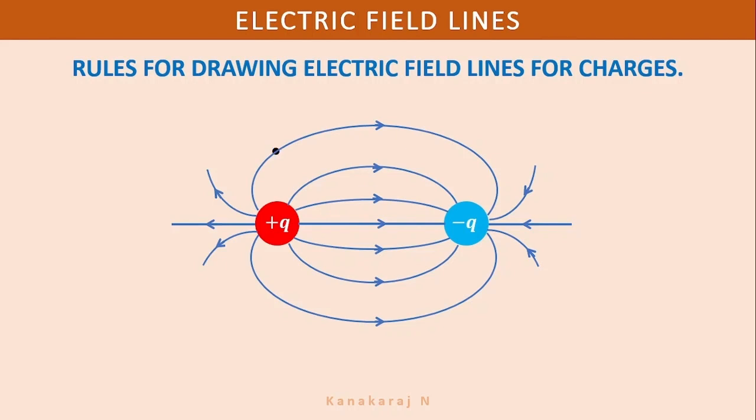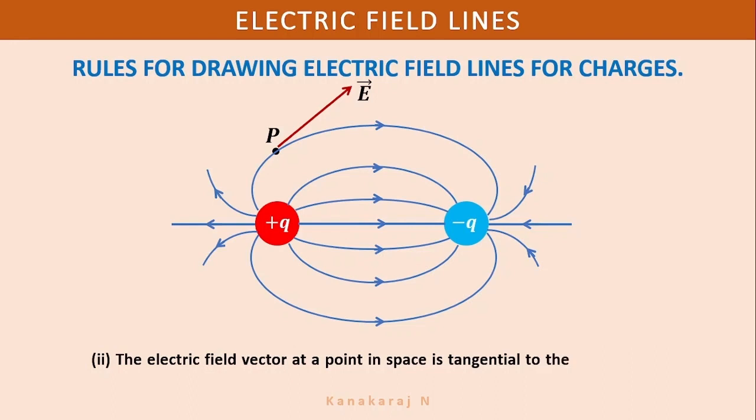Let us consider a point P on one of the electric field lines and draw a tangent to this point. This tangent gives the direction of electric field intensity at this point P. So, we can say that the electric field vector at a point in space is tangential to the electric field line at the point.